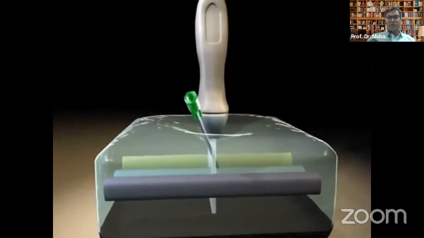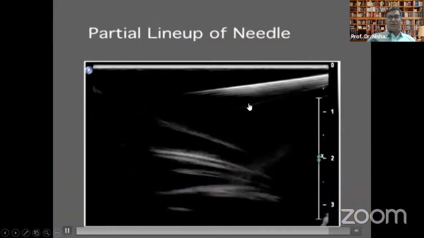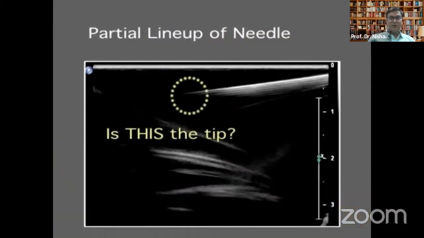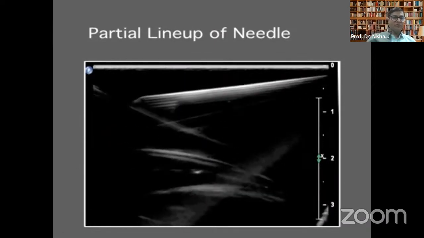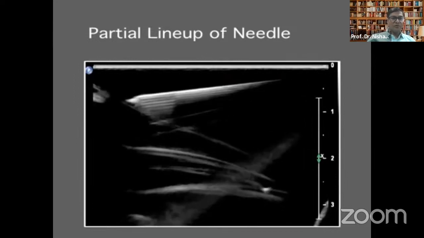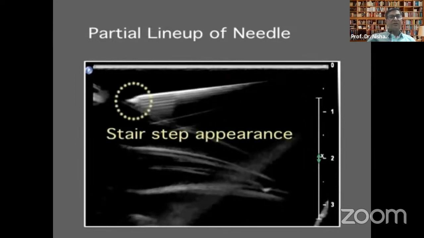So this is what usually happens. Partial lineup of the needle and you lose the tip. Is this the tip? No. This is just the shaft. It has gone over and crossed over the beam. Crossed through the beam. That is why the tip is not visible clearly. So it's a stair-step appearance that you will see.